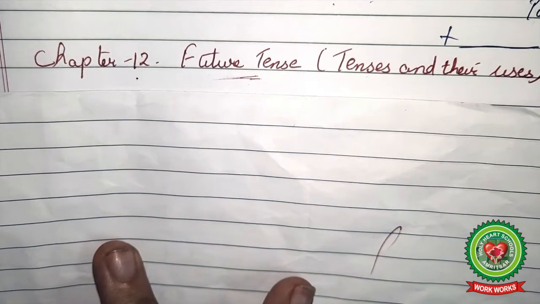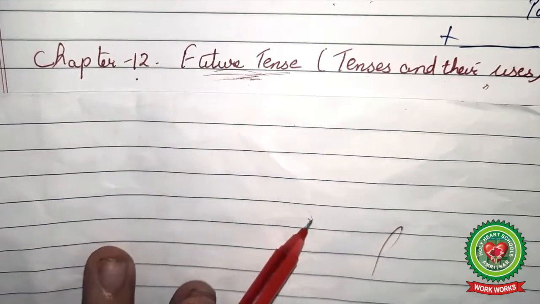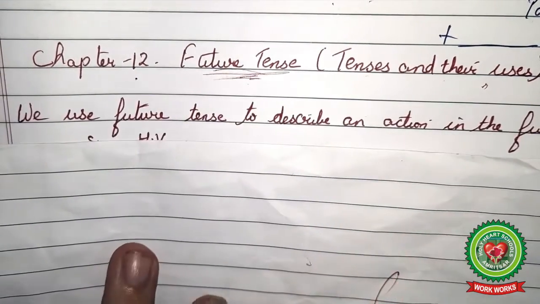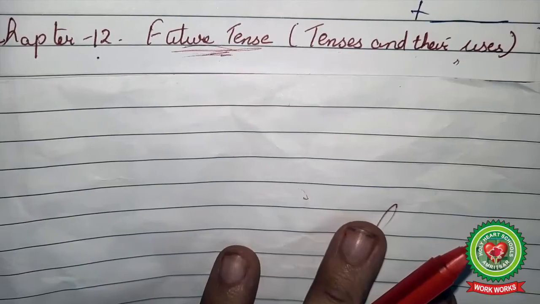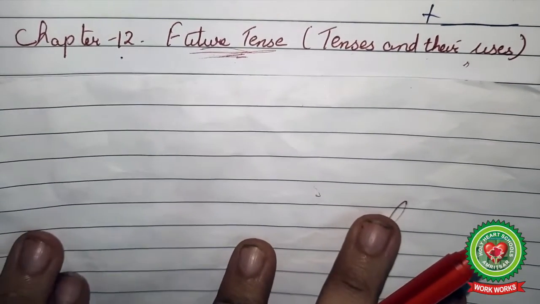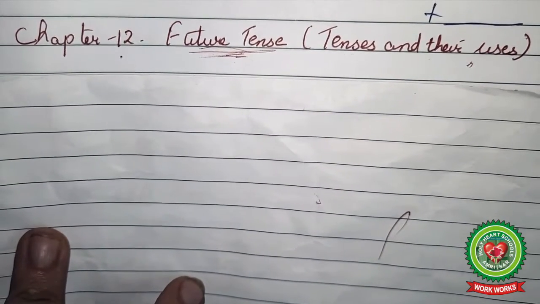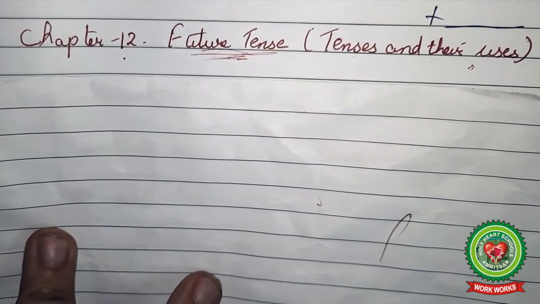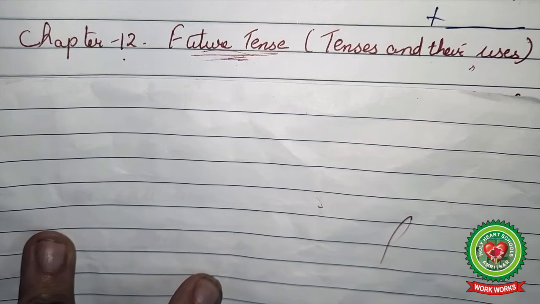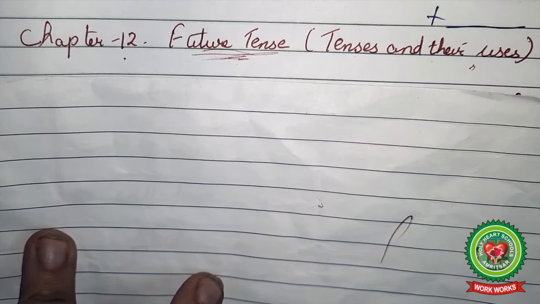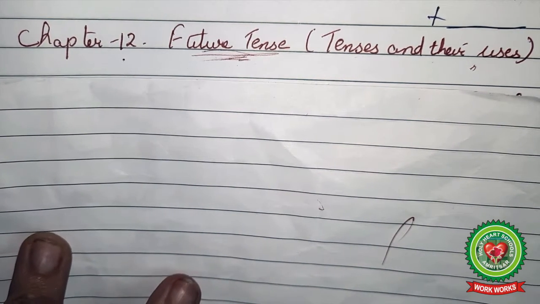Today we'll be doing chapter 12, tenses and their uses, that is future tense. We use future tense to describe an action in the future. After going through this video, you will be able to identify verbs in future tense and frame the sentences of future tense: affirmative sentences, negative sentences, interrogative sentences and interrogative negative sentences. So let's get started.